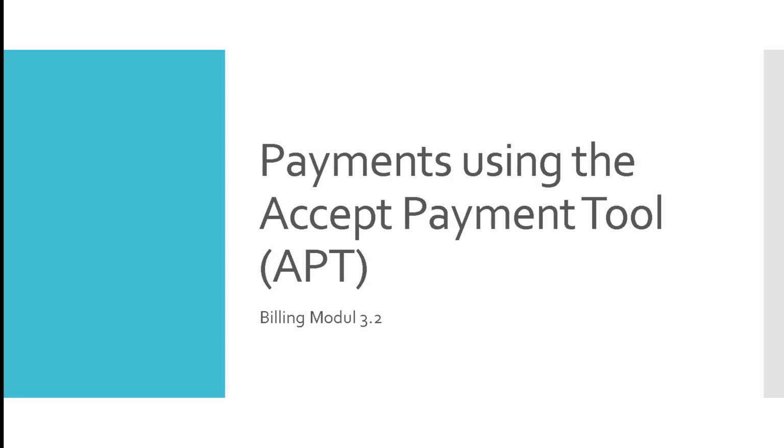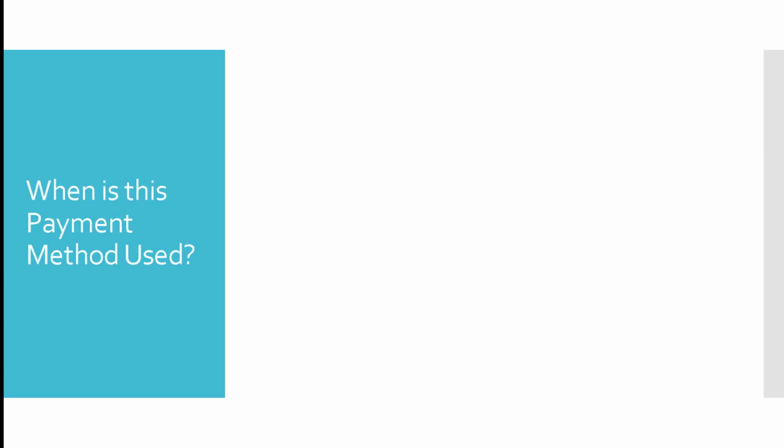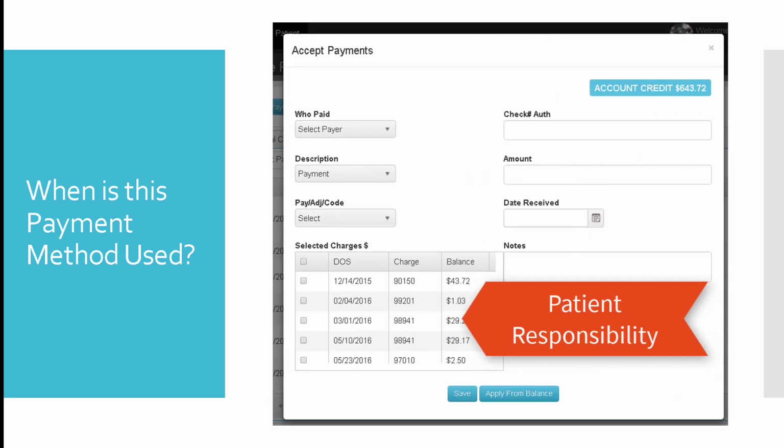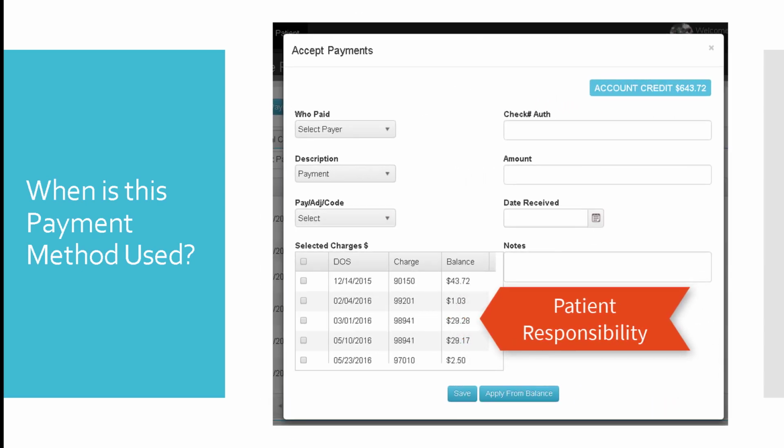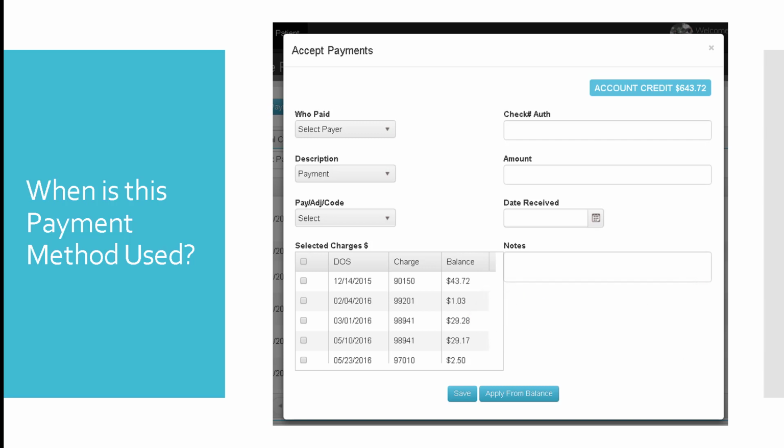In Billing Module 3.2, we will go over the Accept Payment Tool, or APT for short. The Accept Payment Tool shows all patient charges that have been set as patient responsibility that have a greater than $0 balance.